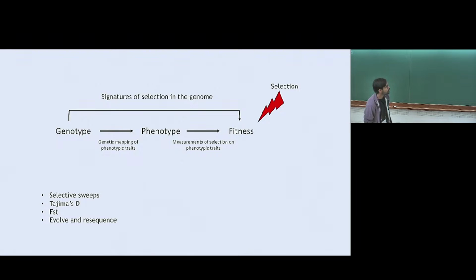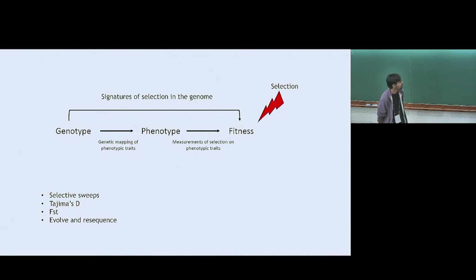So the traditional way to go about this is to first find out the phenotype on which selection is acting. So you take the population from the grassland, take the population from the high altitude, measure a bunch of traits, and try and identify which trait is under selection. The next step would be to try and find the genotype, or the underlying genomic basis, of that trait. But this is a long and tedious process.